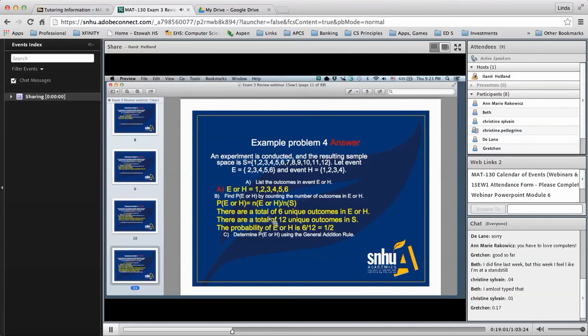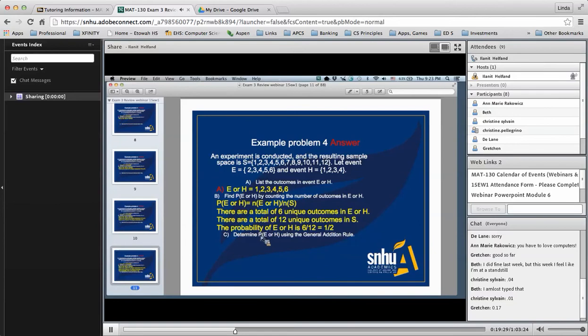Okay, now we also have another way of figuring out P of E or H. We can do it using what's called the general addition rule. Okay, let me see if I gave it to you here. Right, so just before we even do this problem, the answer to B and the answer to C should come out to be the same. But you should definitely still do both parts because it's a good way to check your work.